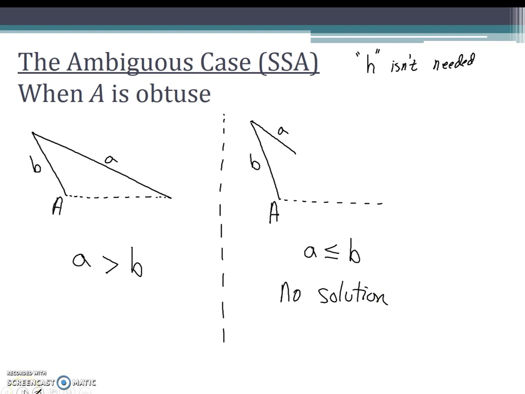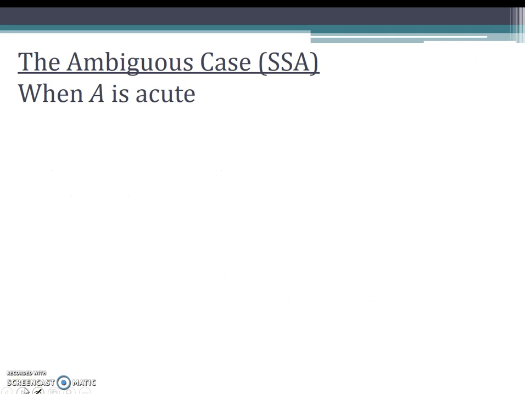So now let's consider what's going to happen if big A is acute. And this is a slightly more complicated proposition. So let's remember that in the case of A being acute, h is going to be necessary. h is b times the sine of big A. You're going to need that as you start calculating these. And four different scenarios come into play here when big A, capital A, is acute. So let's check it out here.